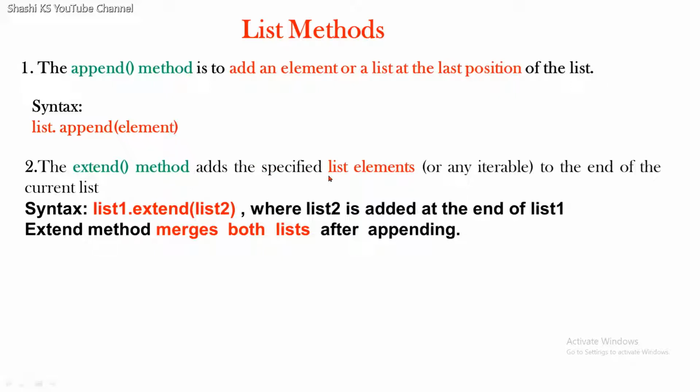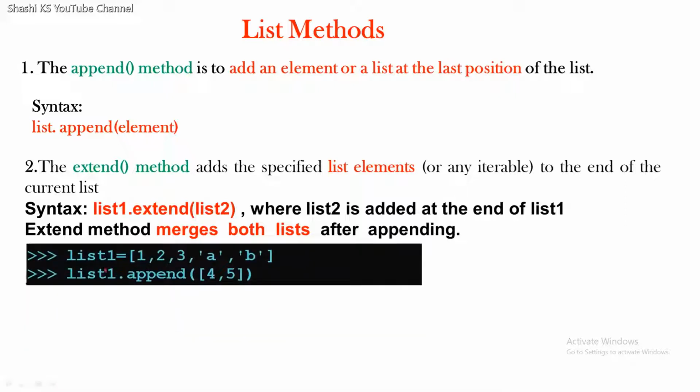So you can add the specified iterable elements to the end of the current list, and the syntax is list1 dot extend of list2, where list2 is the list or the iterable which you want to add at the end of list1. The difference between append and extend is extend will merge both the lists after appending, but append will not merge both the lists.